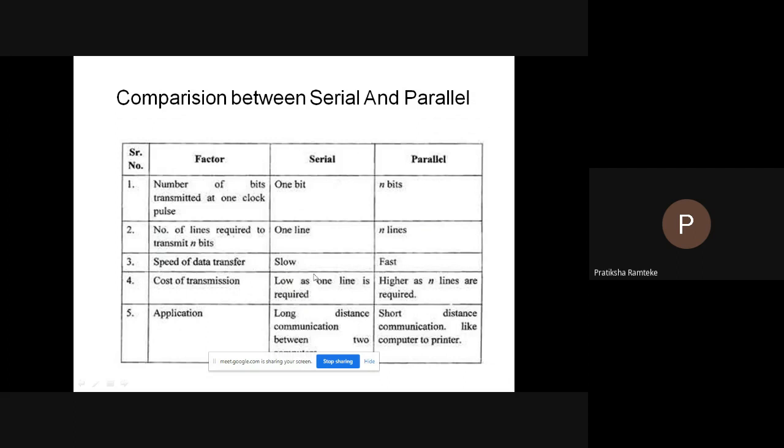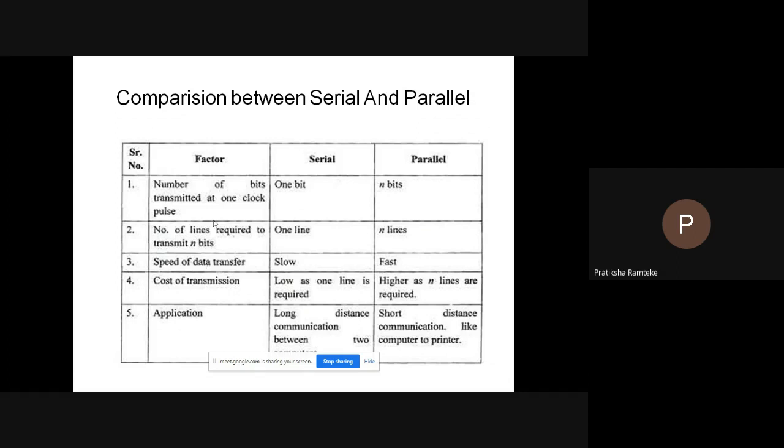Speed of data transfer. In serial, the speed of data transfer is slow because we use only one communication channel for sending the data, and we send the data one by one. So this process will be slow. In parallel, the speed of data transfer is fast as compared to serial, because in parallel transmission we use n communication channels, so this process is faster.